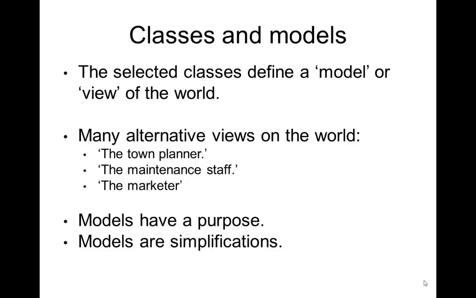So which classes we select define our model or view of the world. There are these different views on the world. Each of these views have a purpose, generally. They're from a perspective. They have a reason for that view. And all these models, all these views are, by definition, simplifications of the world. Because we're dividing the world in a particular way, that is, by definition, simplifying that world, because it doesn't include the complexity that the other views might represent.